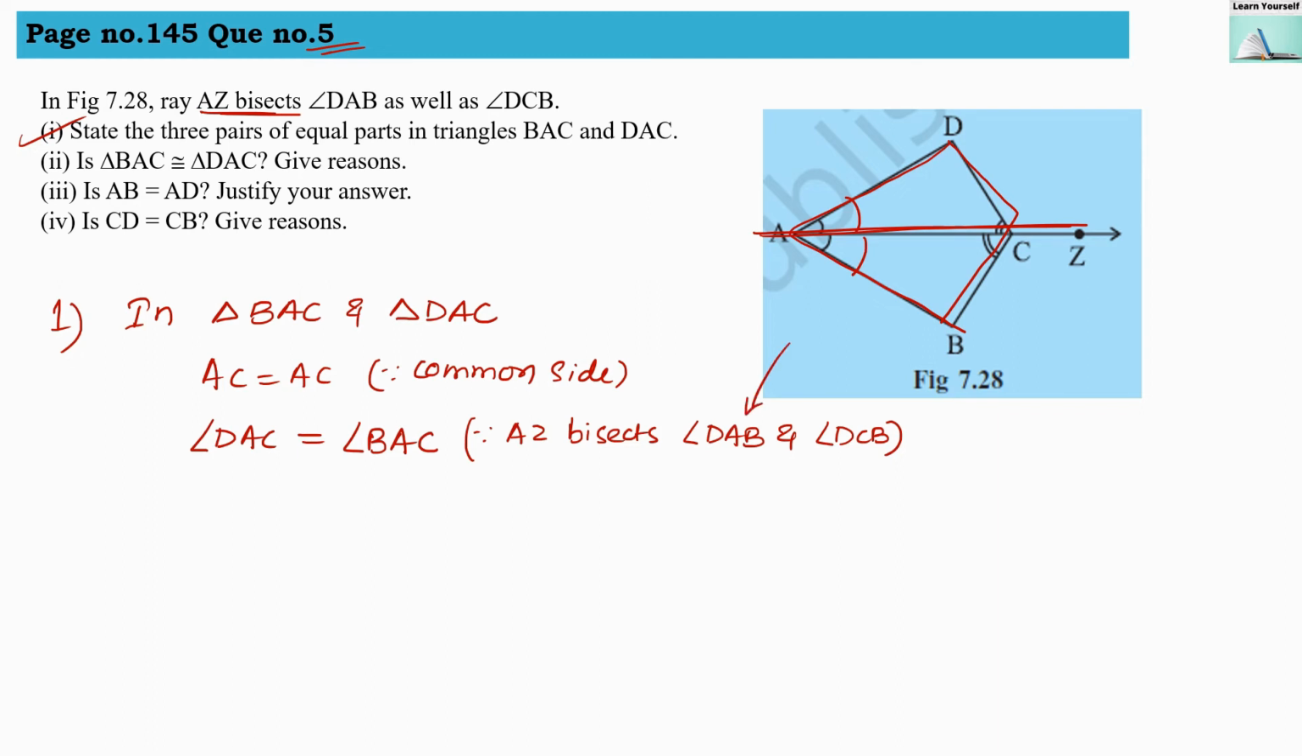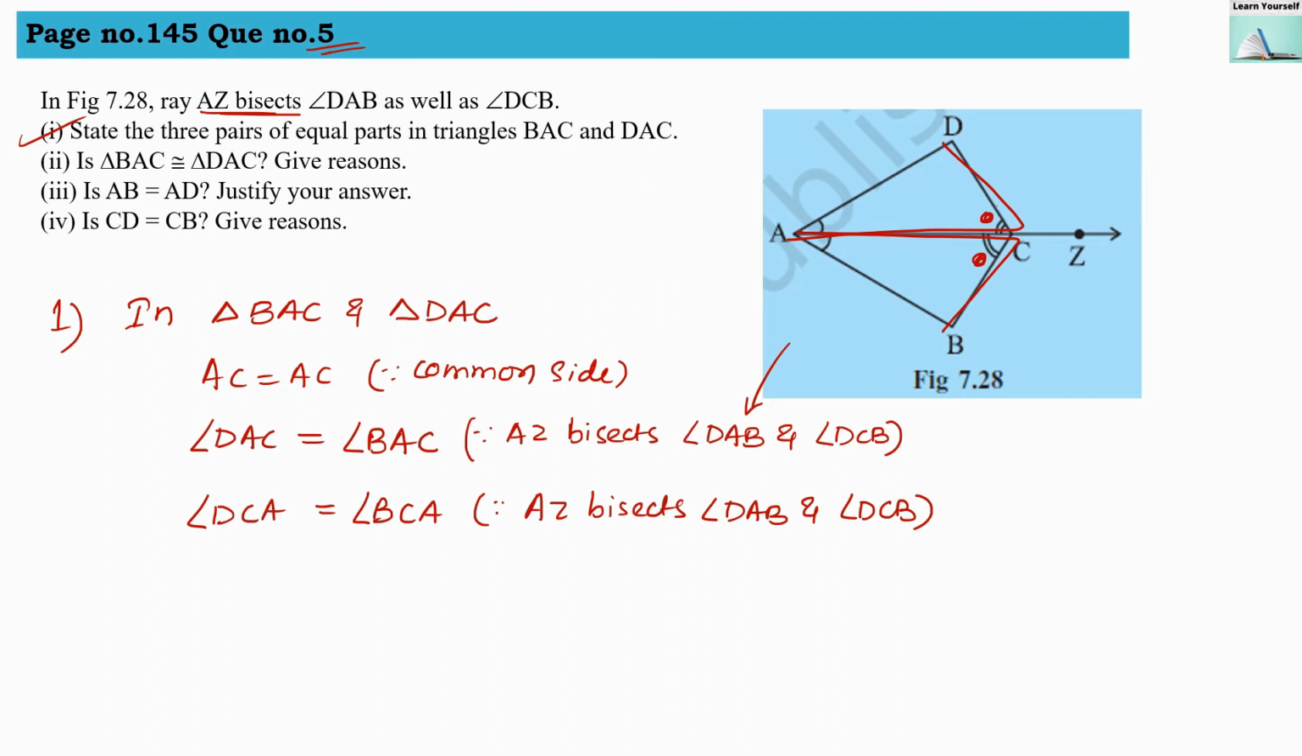Now we require one more angle, and that is angle C. So how are we going to write it? So same way, we are going to mention this and this angle, that DCA is equal and BCA is equal, and the reason is AZ is bisecting it. So angle DCA is equal to angle BCA. Reason is AZ bisects them.